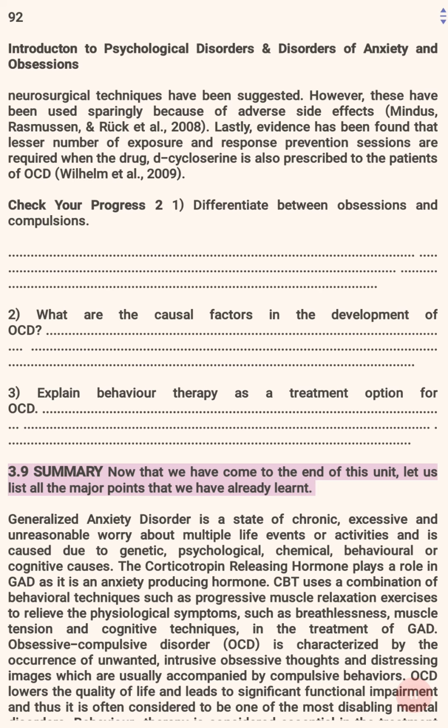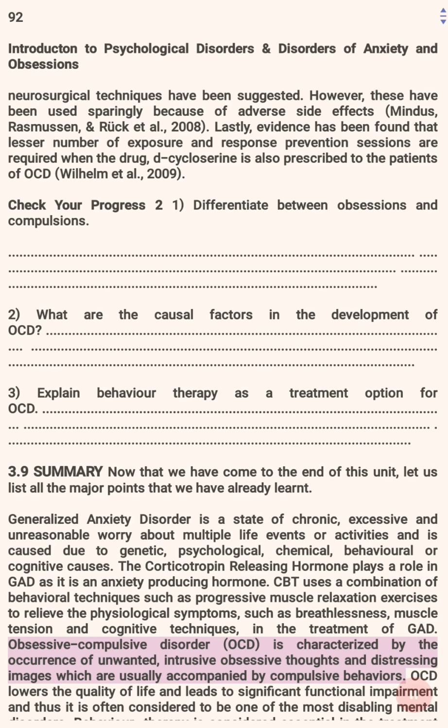Summary. Now that we have come to the end of this unit, let us list all the major points that we have already learned. Generalized anxiety disorder is a state of chronic, excessive and unreasonable worry about multiple life events or activities and is caused due to genetic, psychological, chemical, behavioral or cognitive causes. The corticotropin-releasing hormone plays a role in GAD as it is an anxiety-producing hormone. CBT uses a combination of behavioral techniques such as progressive muscle relaxation exercises to relieve the physiological symptoms, such as breathlessness and muscle tension, and cognitive techniques, in the treatment of GAD.